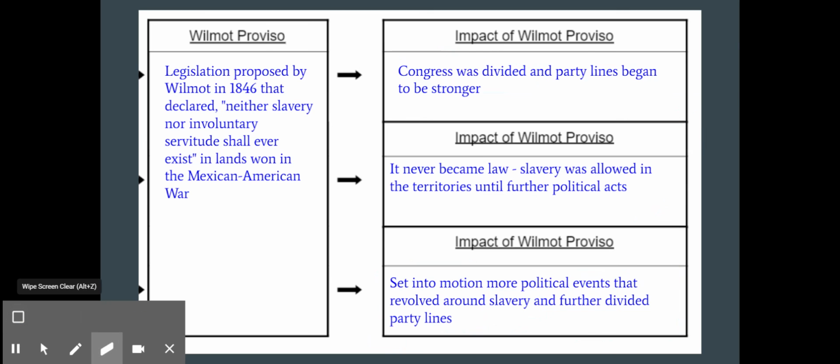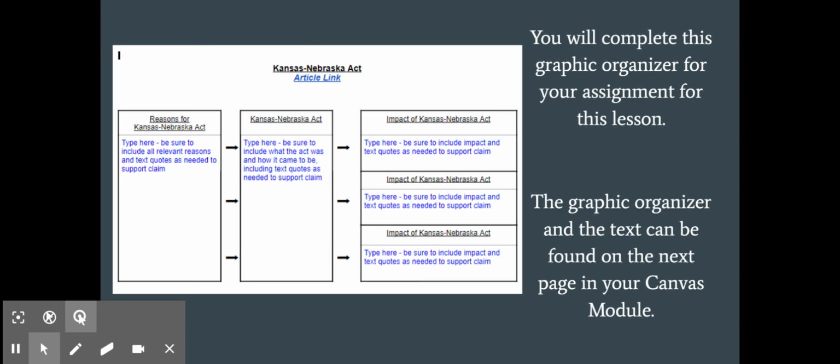So again, make sure that you've paused as you needed to get this all down. And then for your assignment, you're going to be completing a very similar graphic organizer, looking at the Kansas-Nebraska Act. And the graphic organizer and the text can be found on the next page in your Canvas module. So go ahead and head on over there.